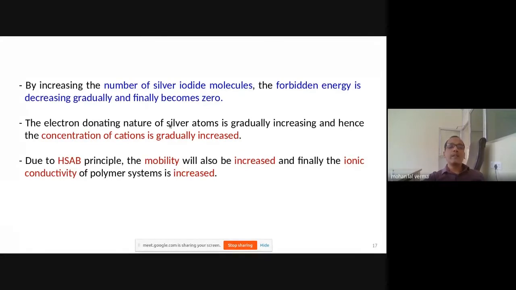And then the electron-doping nature of the silver atom is gradually increasing, and hence the concentration of cations gradually increases. Due to the HSAB principle, the hard-soft acid-base principle, which relates to the interaction between positive and negative ions, the mobility will also increase, and finally the ionic conductivity of the polymer system increases. This particular study has been published in Polymer Bulletin.